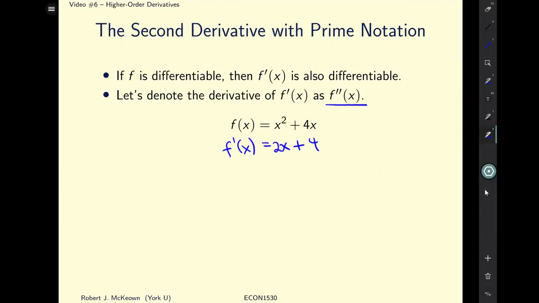Let's find the second derivative. Well, we're just going to take the derivative of the derivative. We're going to take the derivative of the first derivative, and we're going to call it the second derivative. And so this quadratic function has the property that its second derivative is equal to 2. And we're going to look on a graph and try and understand what that means. What does it mean if the second derivative is equal to 2?